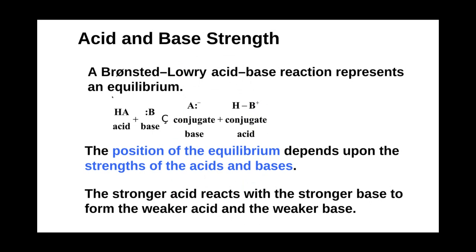If we have a weak acid, equilibrium favors the reactants. If we have a strong acid, equilibrium favors the products. Now, the other thing to note about this is that the stronger acid reacts with the stronger base to form the weaker acid and the weaker base. So it's kind of counterintuitive to what you would think, but if you react strong on this side, it creates weak on this side. Okay.